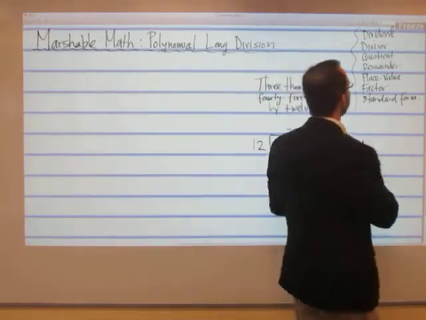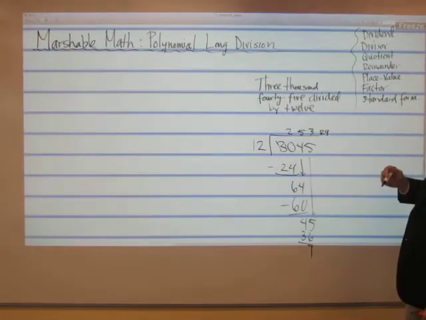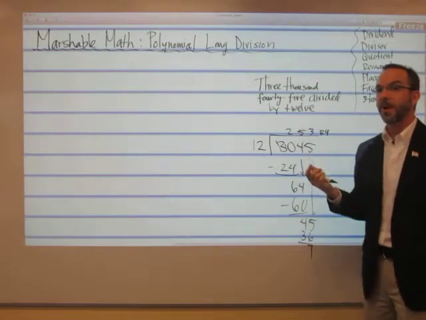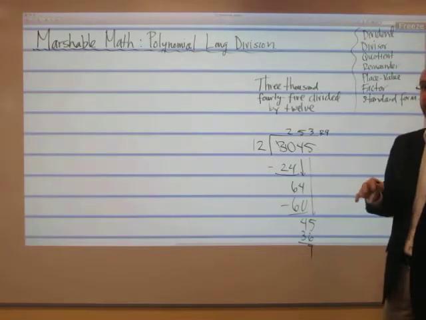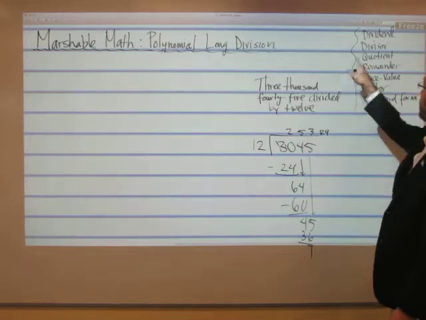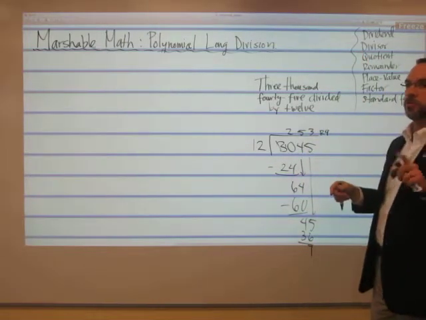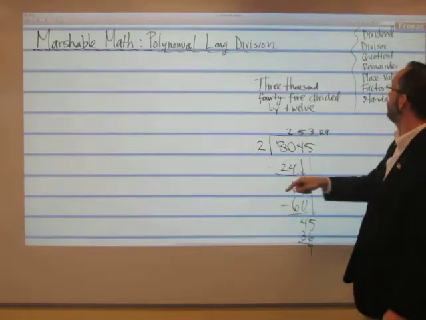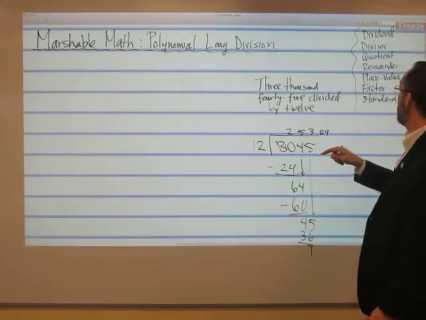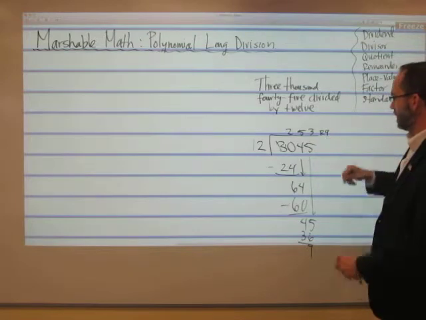Now let me talk to you about some of these vocab terms here. What we've got is the dividend. That's the thing that is being divided. You might call it the dividee, right? So the dividend here is 3,045. The divisor is the thing that's doing the division. That's 12. The quotient is, of course, the answer to the division problem, and we've got a remainder of 9.